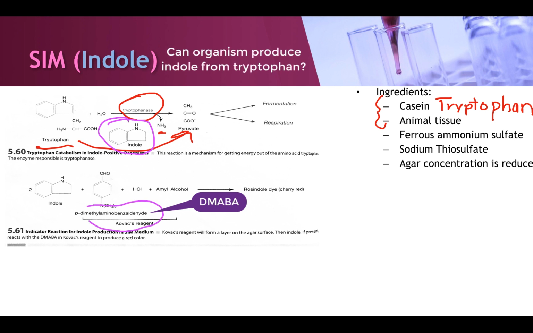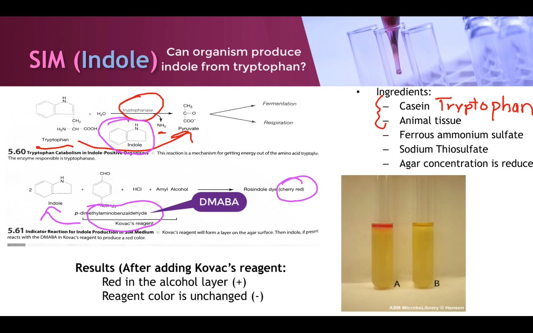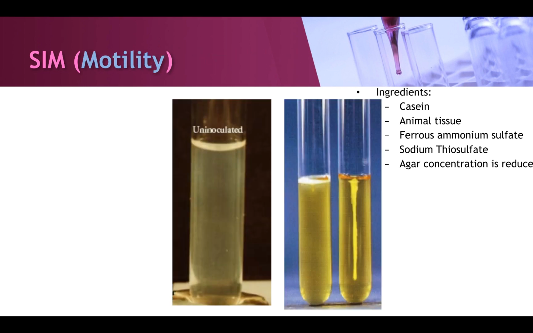The DMABA in the Kovacs reagent will react with the indole, if it is present, and it will produce a quinoidal compound that turns the reagent layer red. Therefore, a red color in the alcohol layer will indicate a positive result, whereas no color change will indicate a negative result. Now we're going to discuss the last part of the SIM, the motility portion.